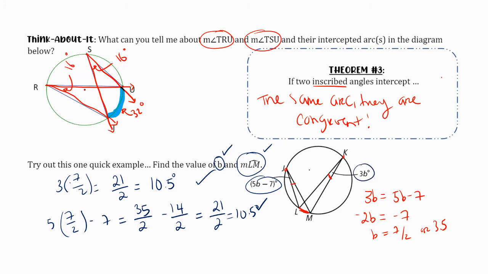Okay, so then I got the measure of the inscribed angle. But I know this is 10.5. The inscribed angle is half the arc it intercepts. So let's double it. 10.5 times 2 to get 21 degrees. So this arc is 21 degrees.